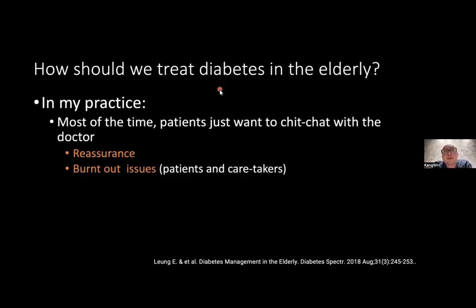So in the end, what I noticed is that most of the time, our elderly patients, they just want to chit chat with the doctor. So most of the time, they just want reassurance. They just need you to tell them everything is okay, uncle, don't worry, everything is well. Or sometimes you need to dig out and find out whether there's any burnout issues. The patients may be diabetic for 30 years or on insulin for 20 years. They are so sick of it. They just want to vent out their anger and frustration.